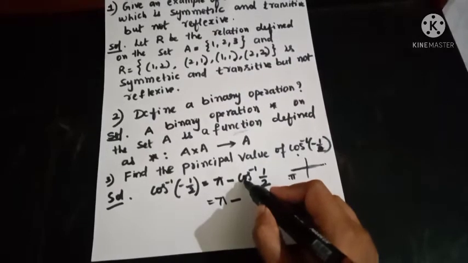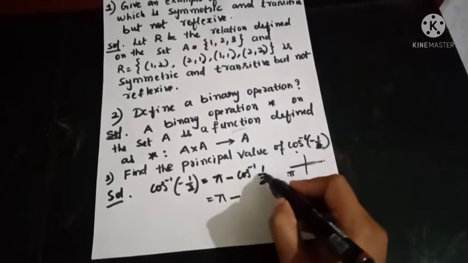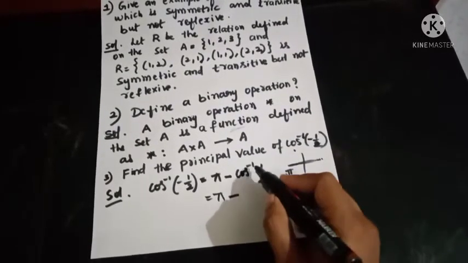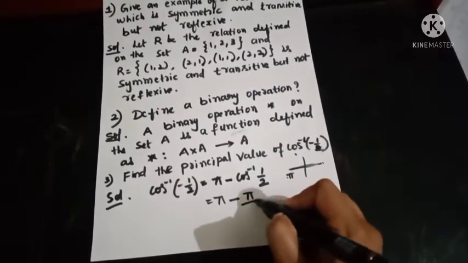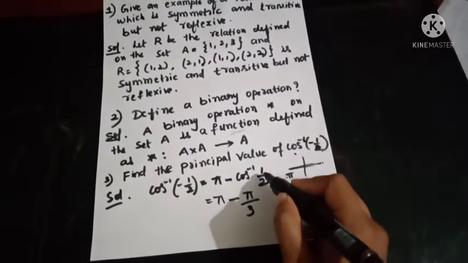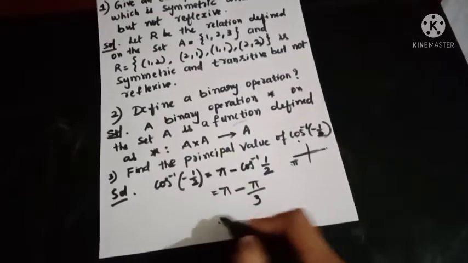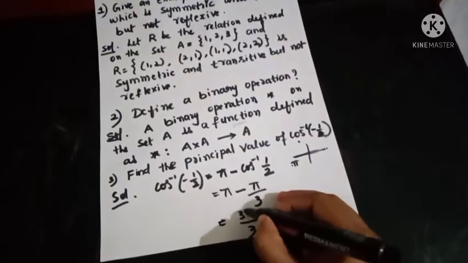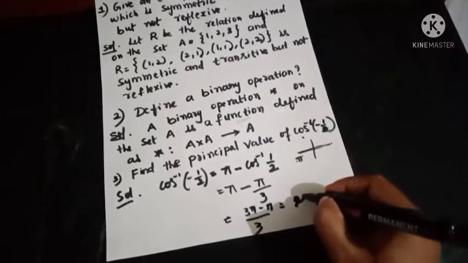In the trigonometric value table, cos will take the value 1 by 2 at what angle? Cos will take the half value at 60 degrees, so that is pi by 3. Cos pi by 3 is 1 by 2. So the value of this is pi minus pi by 3. If you simplify this, 3 pi minus pi, 2 pi by 3.